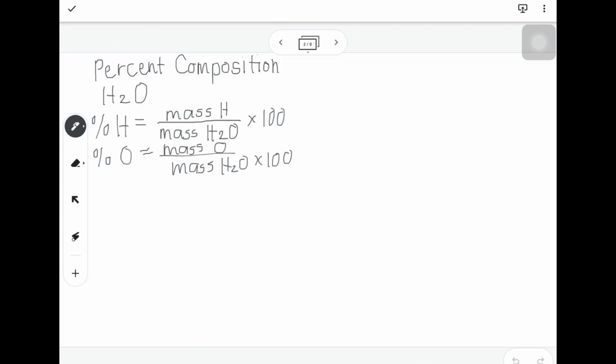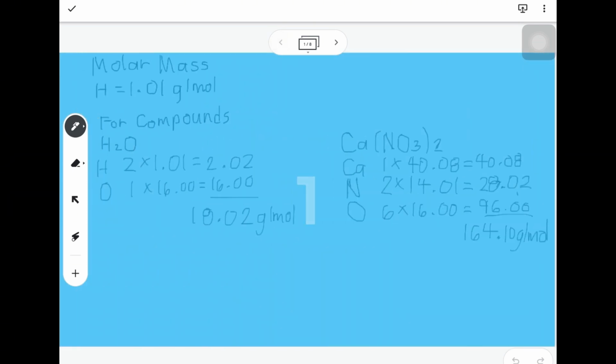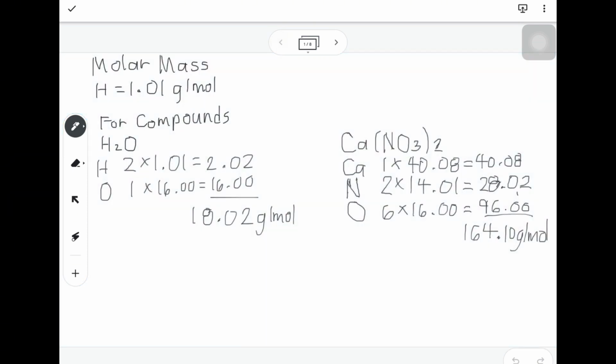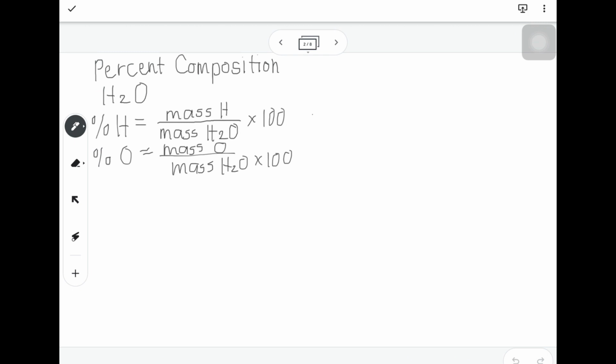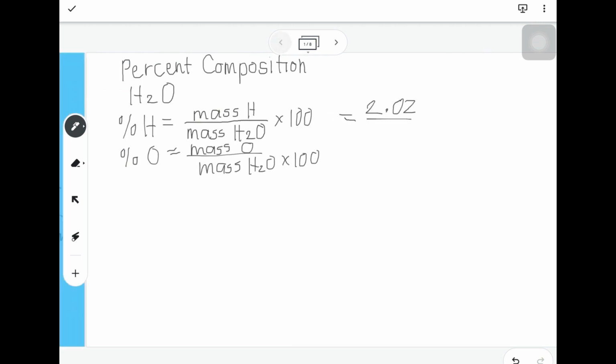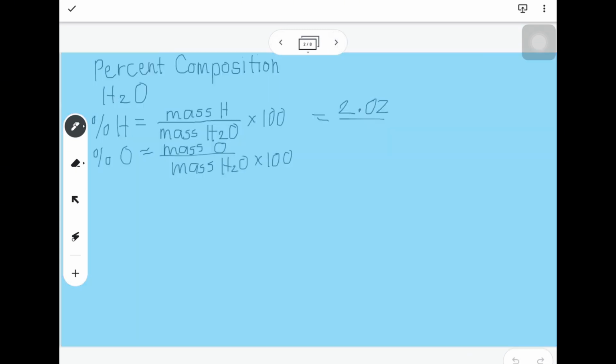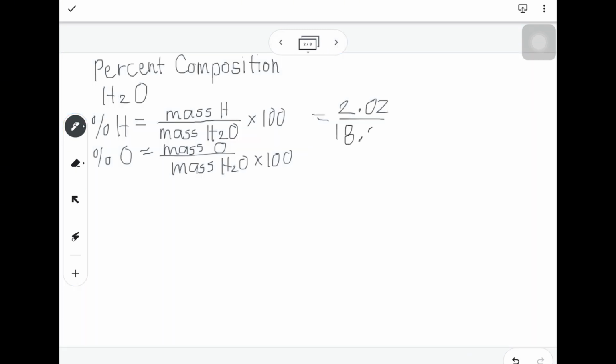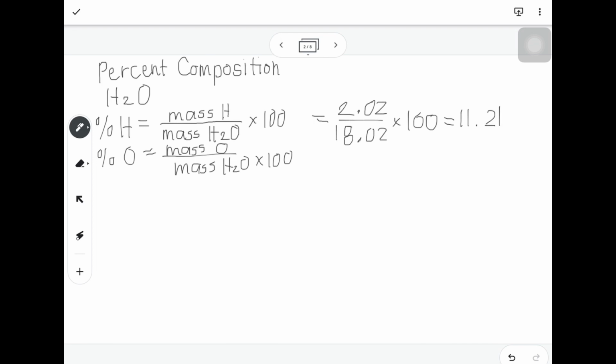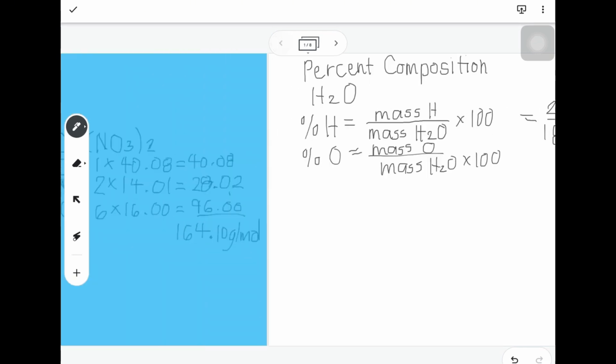Next is percent composition. Percent composition basically measures how much of an element is in the compound. Using H2O as an example, let's say we're getting hydrogen. The formula for that is percentage of hydrogen equals mass of hydrogen over mass of water times 100. So we have 2.02, which is the mass of hydrogen in the compound, and 18.02, which is the mass of water. We multiply it by 100, which equals 11.21% hydrogen.